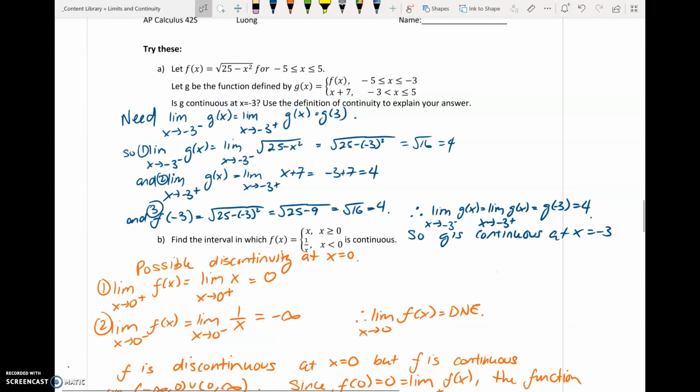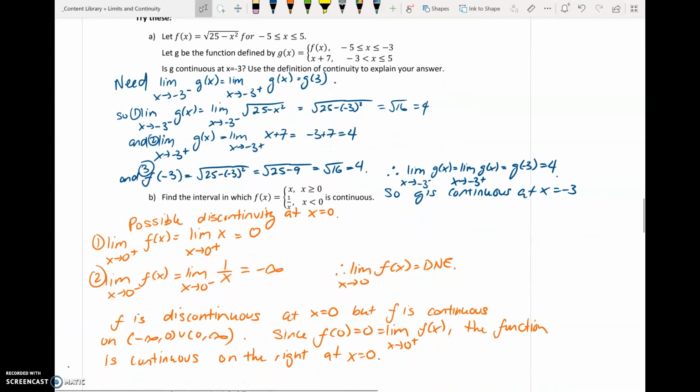Okay, so these are the solutions to those 2 questions. I've already written them down. For the first one, we are given the square root of 25 minus x squared. And then g is going to be the piecewise function that contains f of x and also the line x plus 7. We want to show if g is continuous at x equals negative 3 or not. So you're going to need to show the left-hand limit is equal to the right-hand limit, which is also equal to g of negative 3.